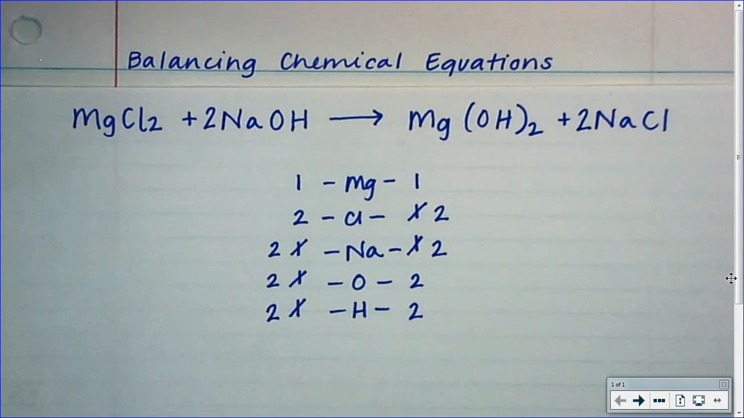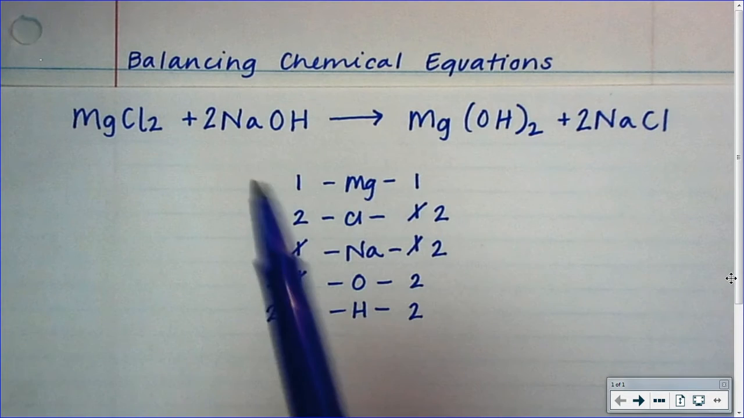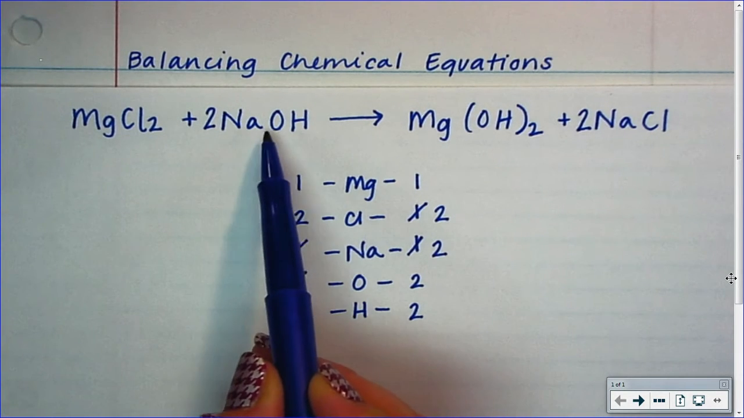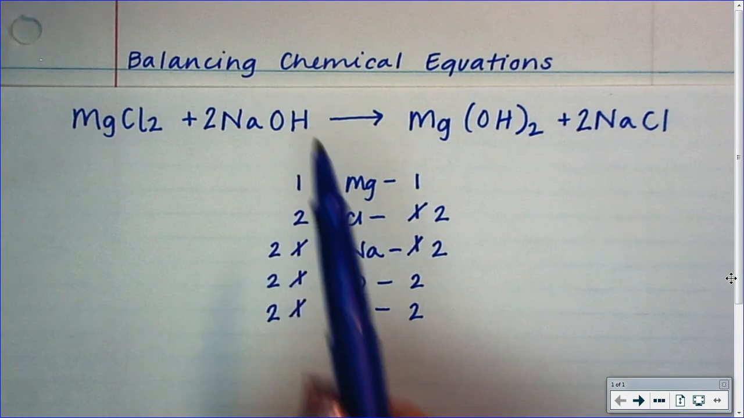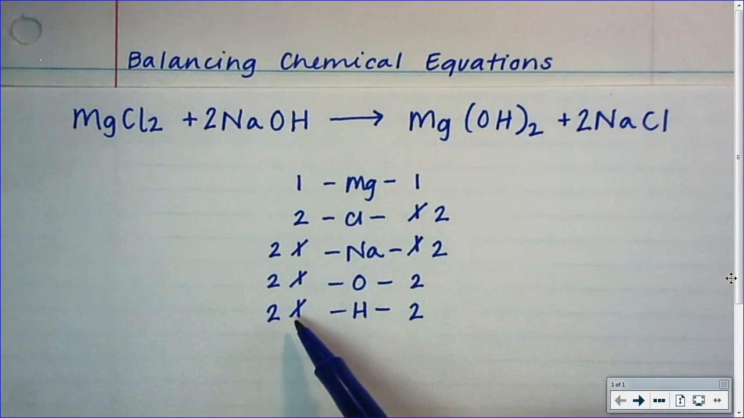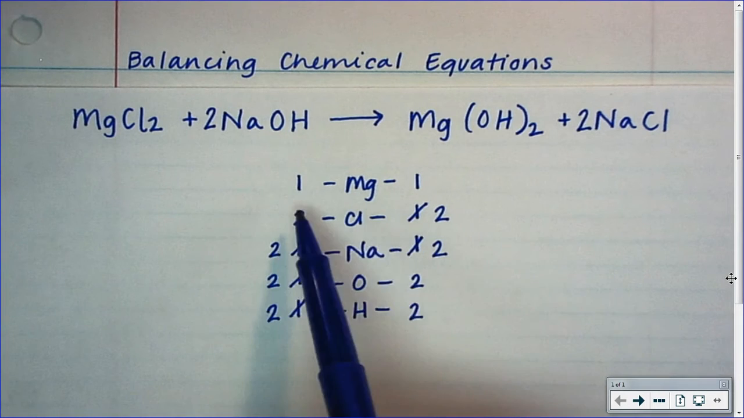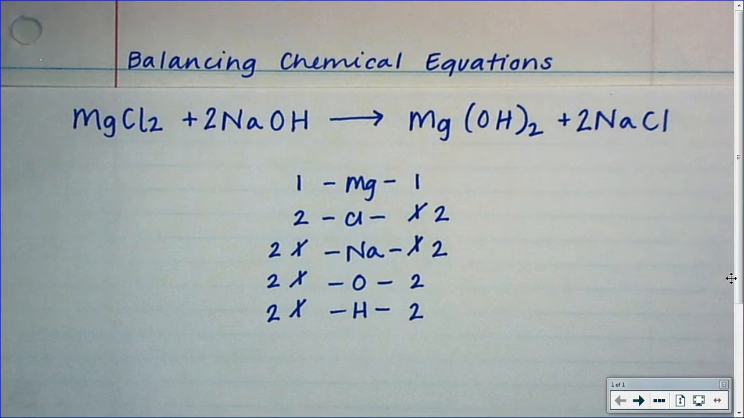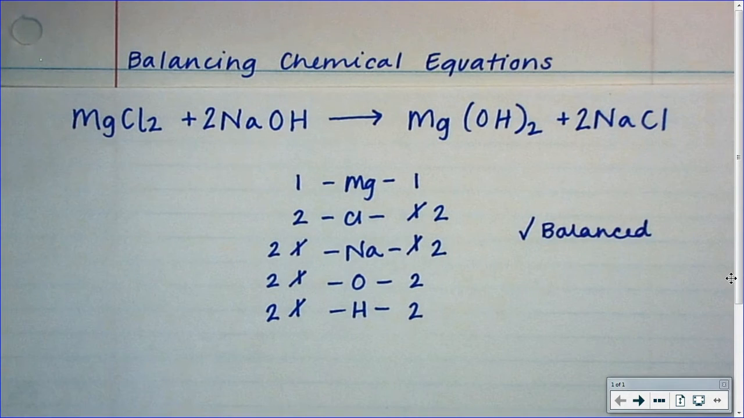Alright, so when I fix my numbers, once I put a 2 in front of my NaOH, this 2 is going to distribute to the Na, to the O, and to the H. So when I fix that, all these 1s change to 2, and by comparing my list here, every single number is the same now. And so this is now balanced.